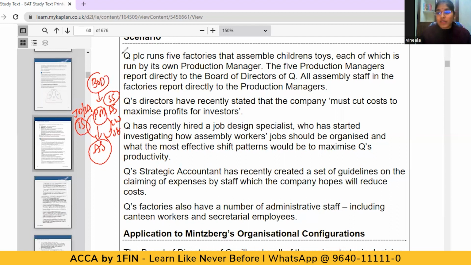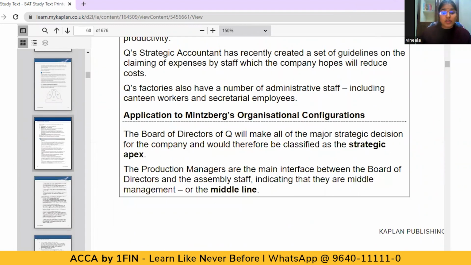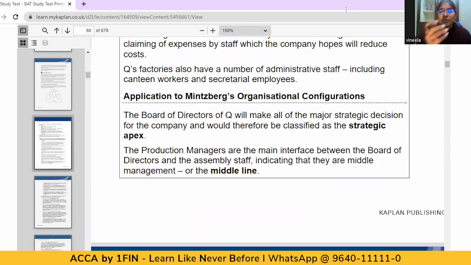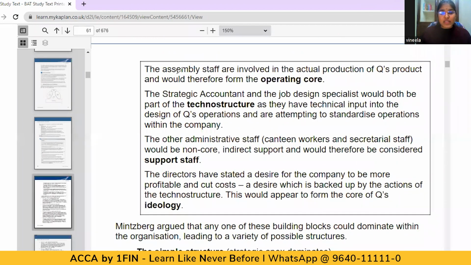See, the whole Mintzberg configuration is prepared here. The first one is strategic apex, second is middle line, third is operating core, this one is Technostructure, and this one is support staff. So through this example, I hope it is clear how Mintzberg has structured his organization, trying to structure the whole organization into 5 building blocks. Board of directors is the strategic apex, production managers the middle line, assembly staff the operating core, strategic accountant and job design analyst come as Technostructure. Administrative staff come under support staff.